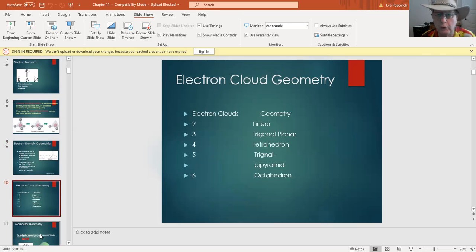So if I have 2 electron clouds, the geometry is going to be linear. 3, trigonal planar. 4, tetrahedron. Now we have to increase what you learned in intro. In intro, we only went up to 4 electron clouds. Now we know that the center atom can have 5 or 6 things around it. So if it has 5 electron clouds around its central atom, that's going to be trigonal bipyramid. 6 things around, it's going to be octahedron. And I'm going to go through each of the shapes in turn.